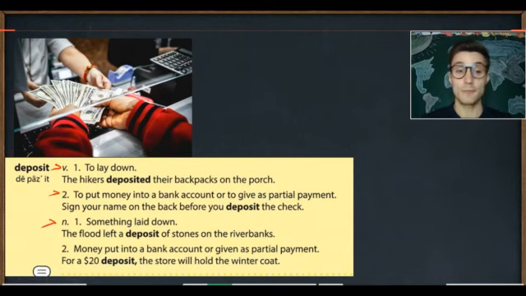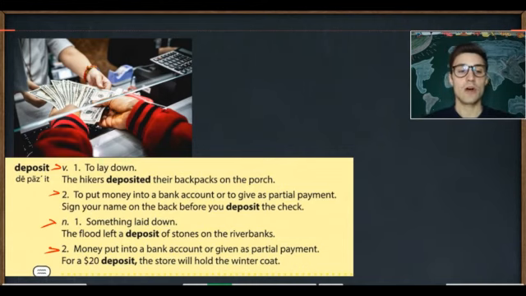The noun meaning for deposit is the name of something laid down. The flood left a deposit of stones on the riverbanks. If a lot of people deposit their backpacks in one place, we call that a deposit of backpacks. The second noun meaning is the name of money put into a bank account or given as partial payment.